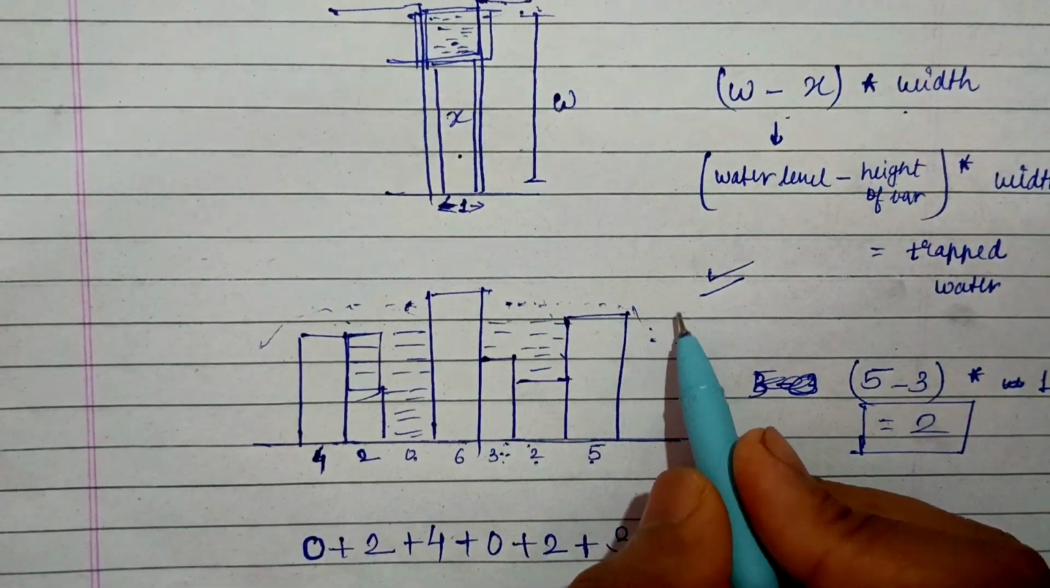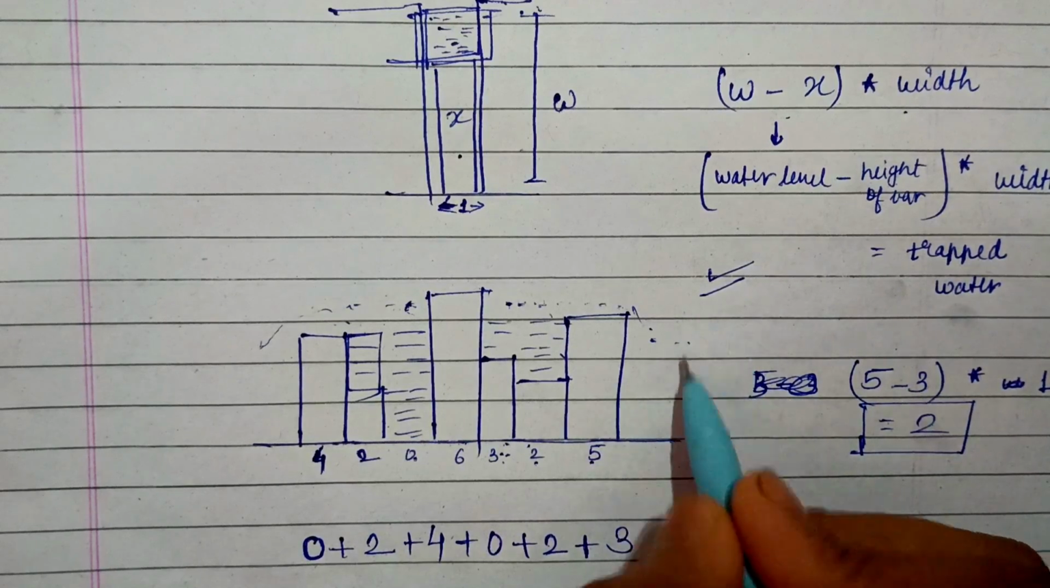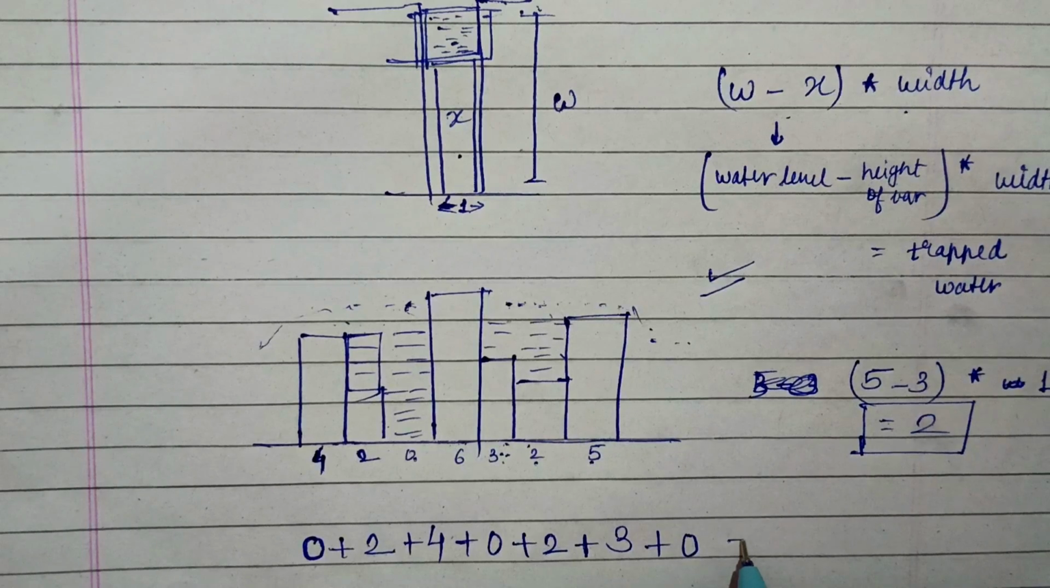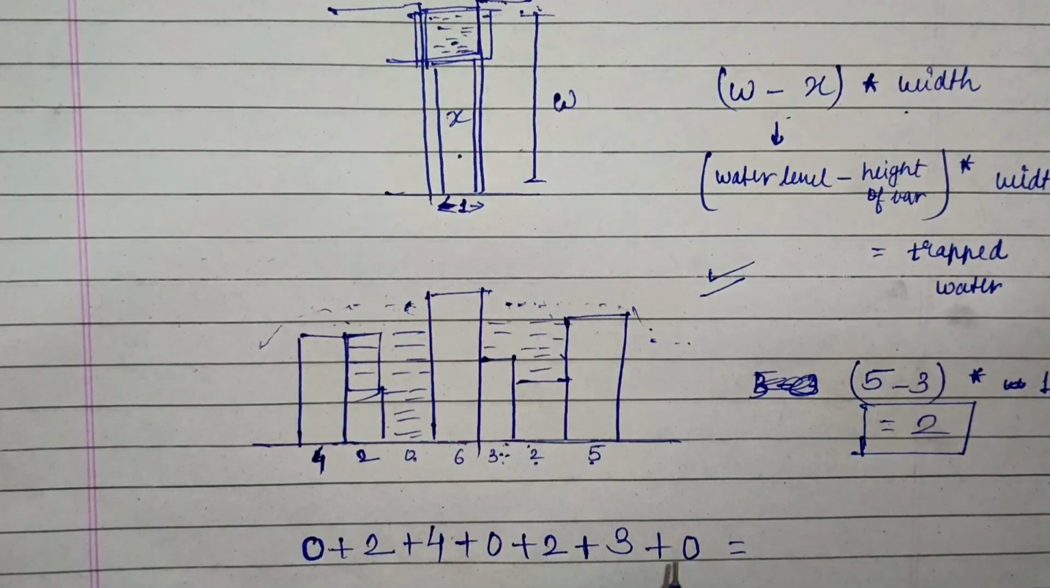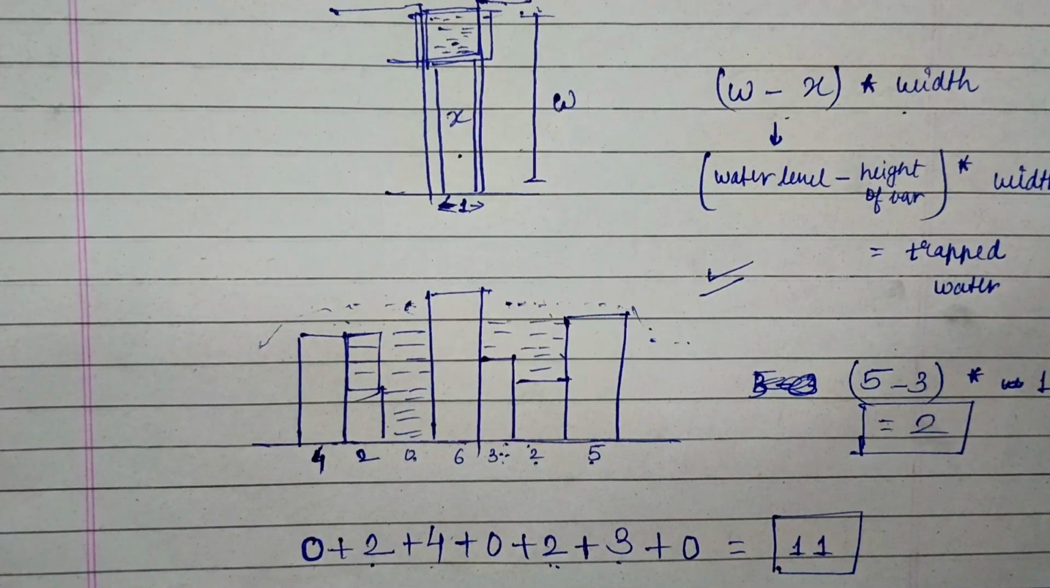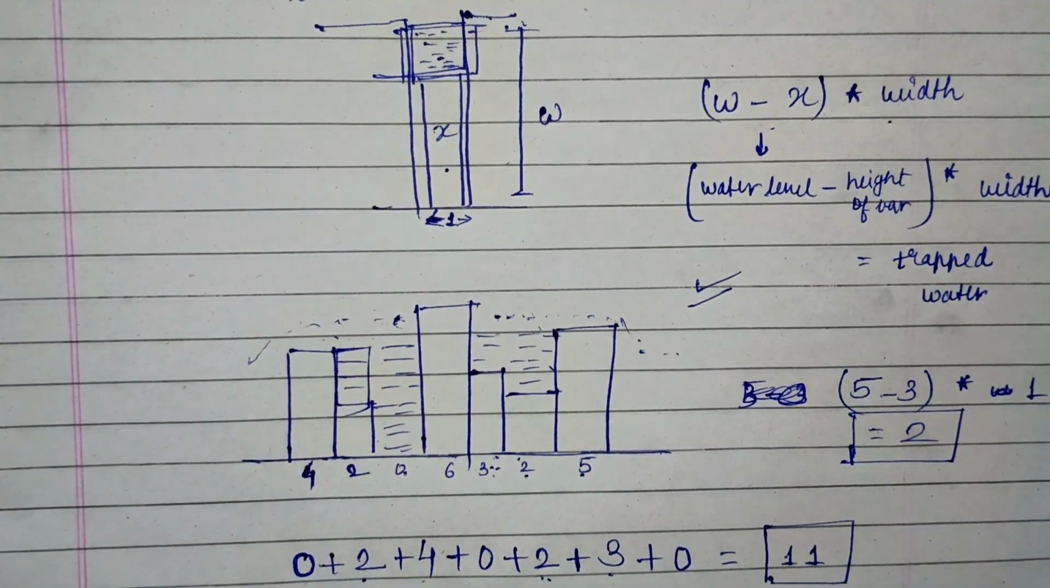And from this fifth bar, the water will not be trapped because we do not have any right boundary here, so 0. I have to add this, and so 11. So we need this answer.